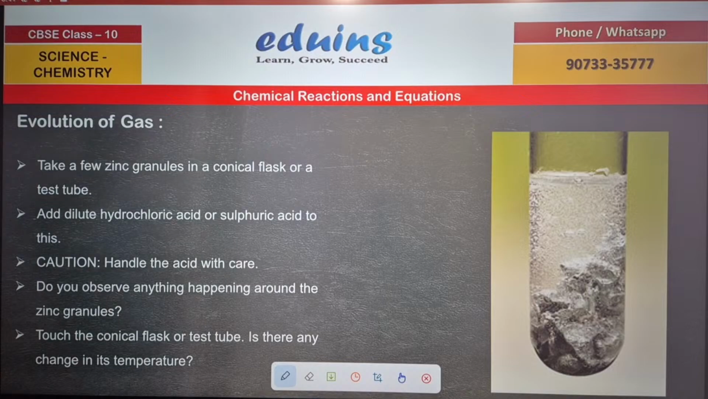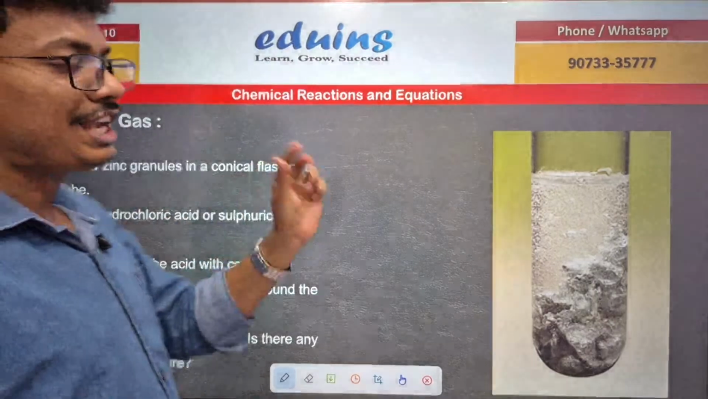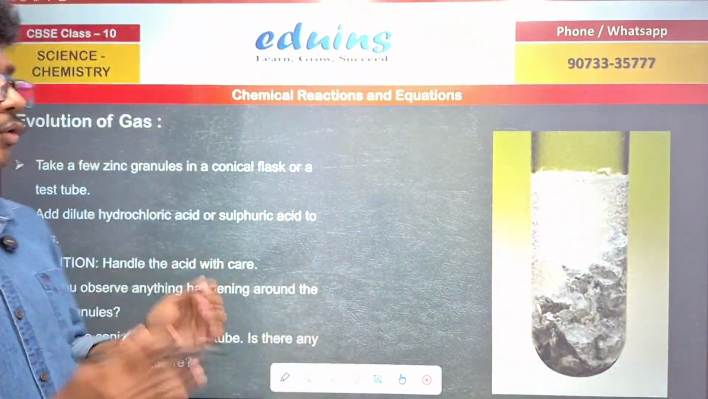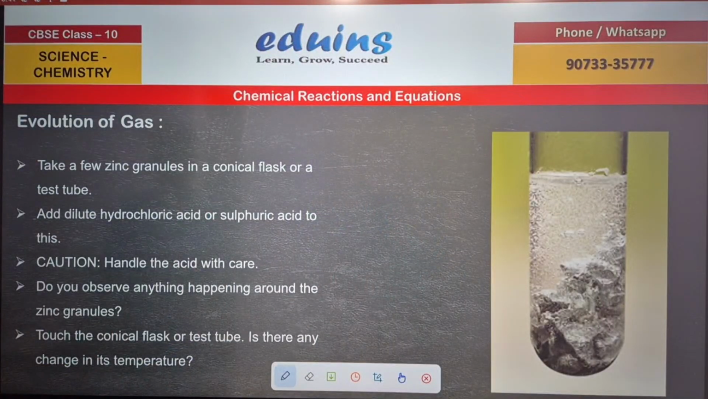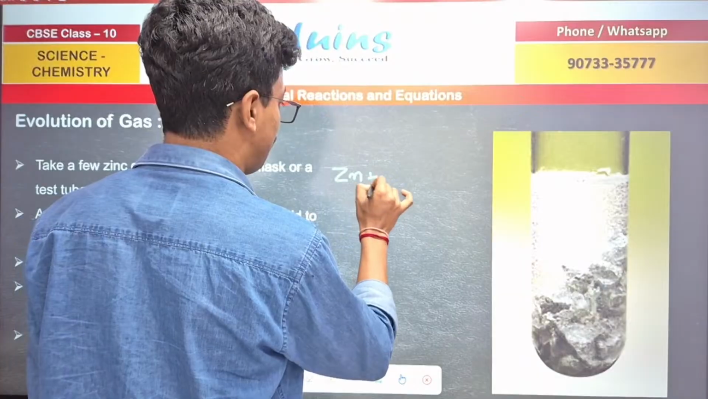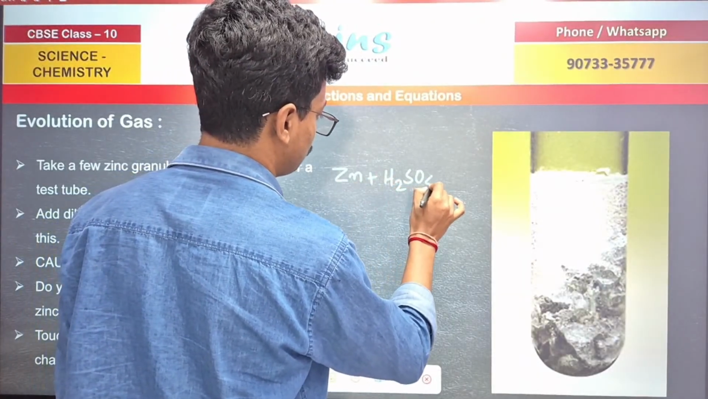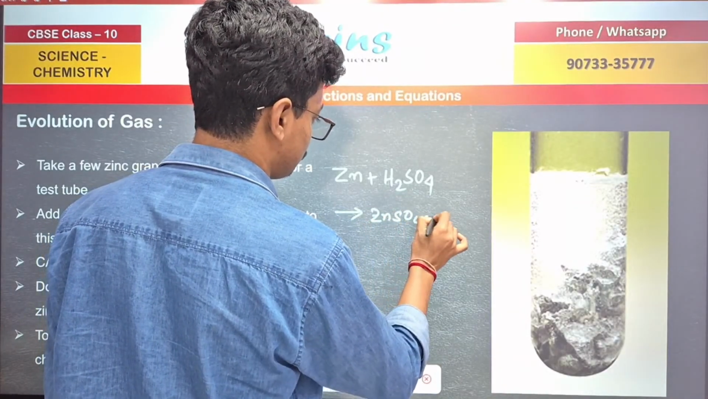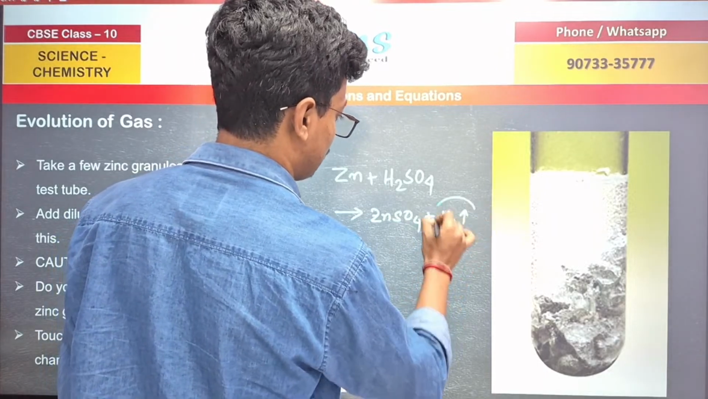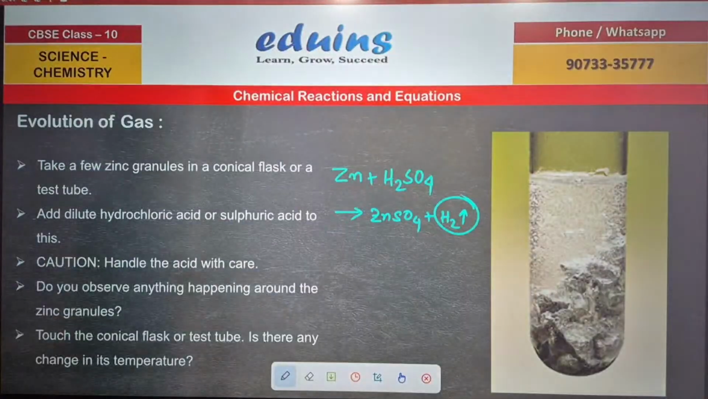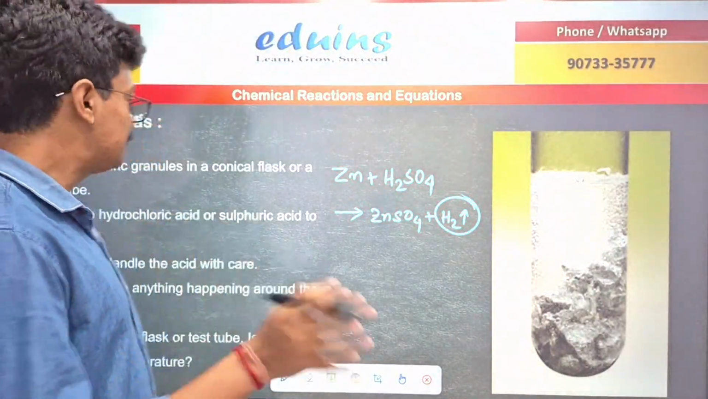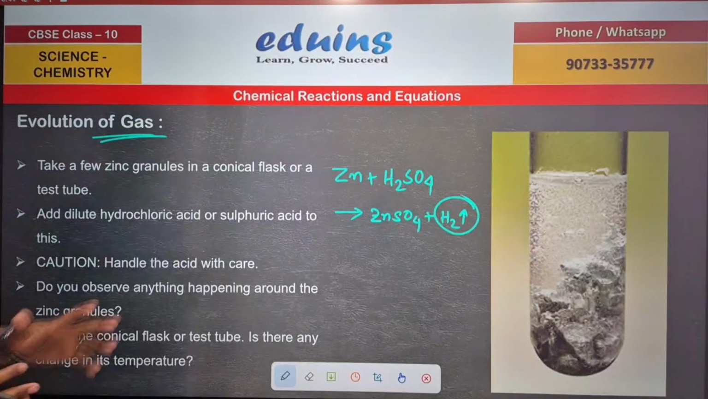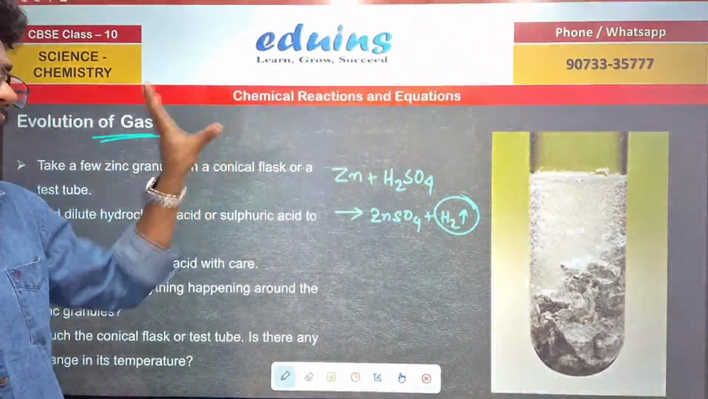What do we observe? We observe around the zinc granules bubbles are formed. Okay, what bubbles? Zinc plus H2SO4, it will form ZnSO4 plus hydrogen gas. The bubbles are nothing but the bubbles of hydrogen gas. This is the example of evolution of gas in case of chemical reaction, and this is the chemical equation of the reaction. Clear?